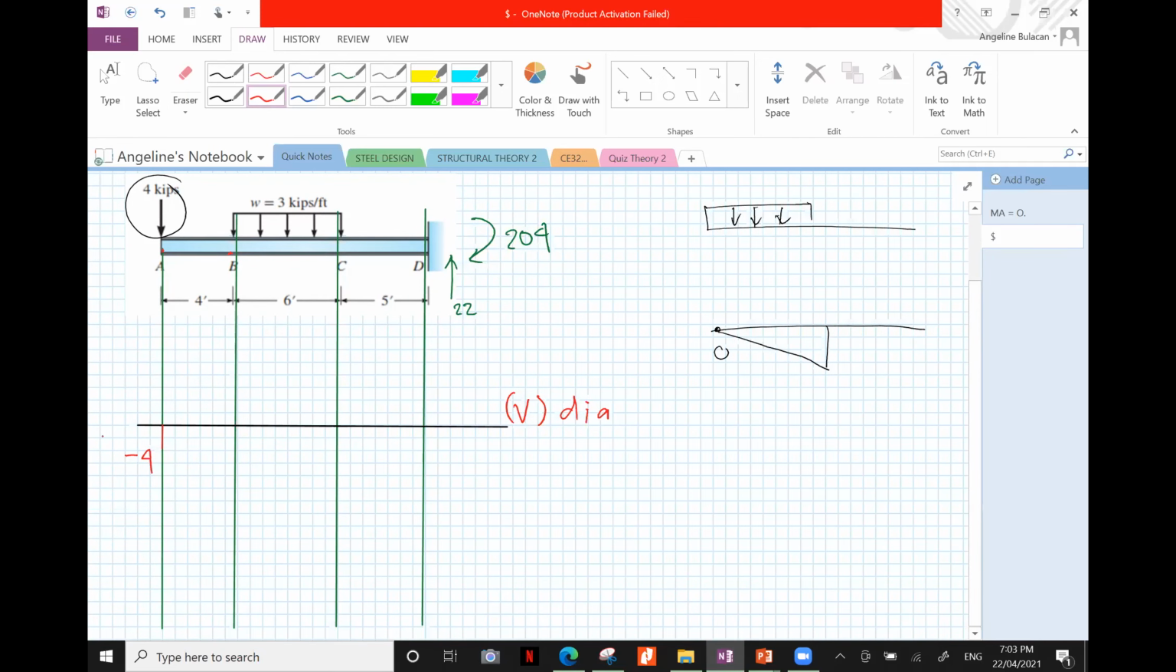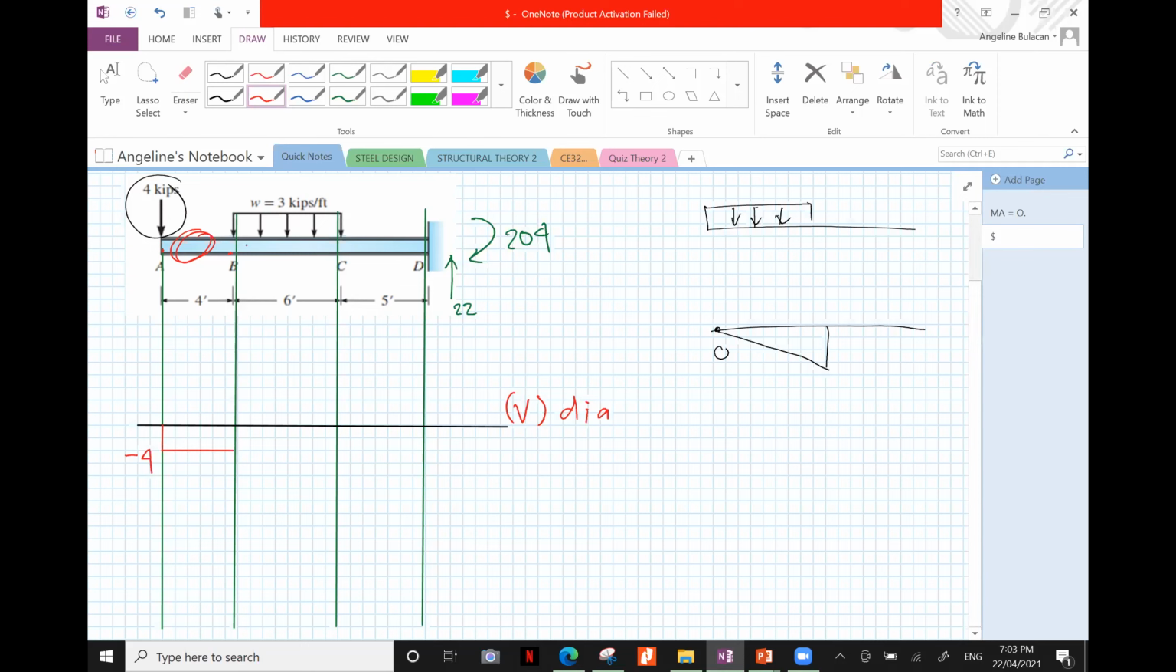So, negative 4. Now, yung A to B natin, we don't have any load. So, therefore, no changes sa beam. So, dire-diretso yan, negative 4, kasi walang nag-cause ng change sa beam. So, negative 4 siya dire-diretso.